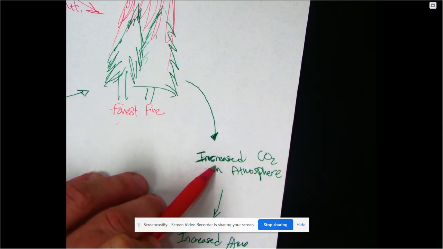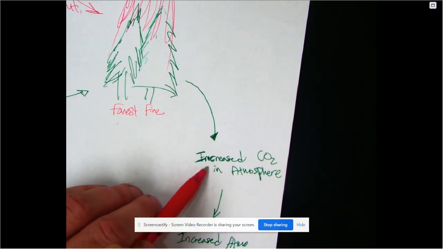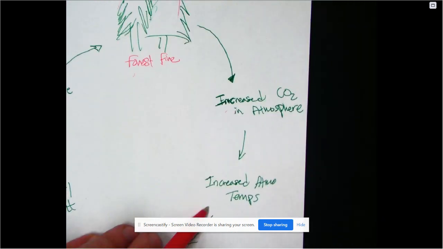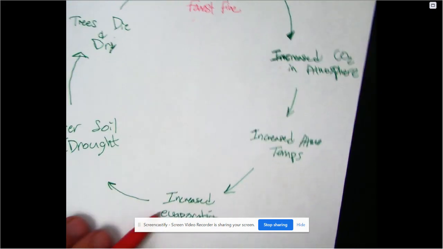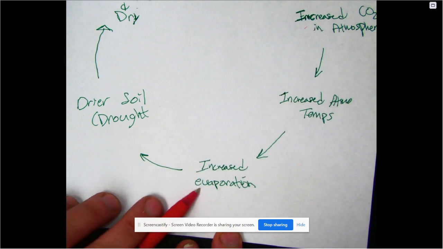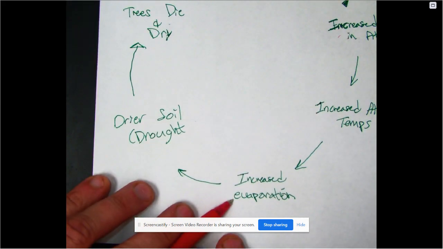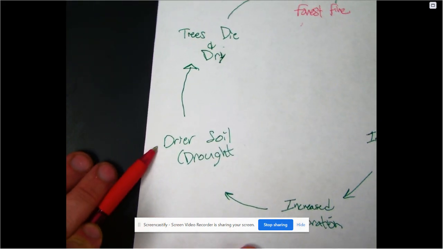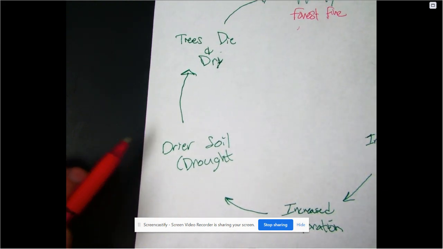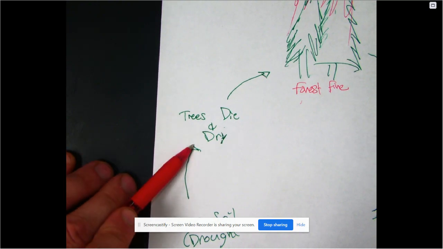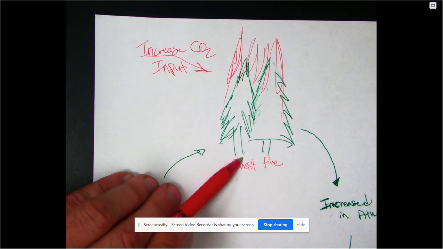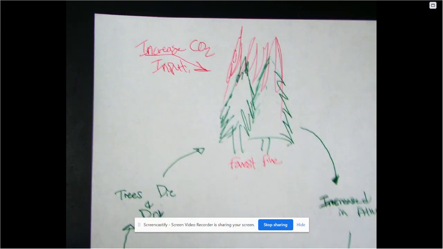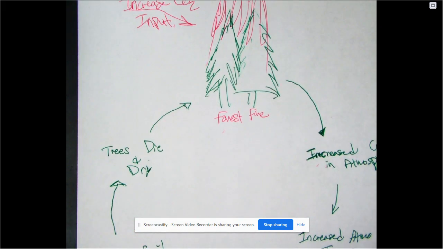Forest fires cause increased CO2 in the atmosphere. Increased CO2 in the atmosphere causes an increase in atmospheric temps. Increase in atmospheric temps causes increased evaporation. Increased evaporation causes drier soil or drought. Drier soil causes trees to die and dry. Dry, dead trees causes more forest fires. Okay, so that takes us through our evidence loop.